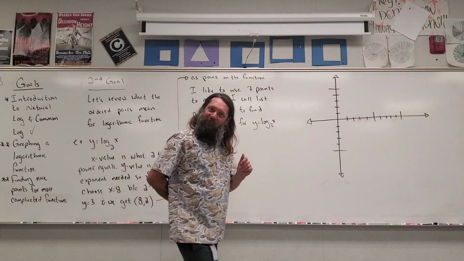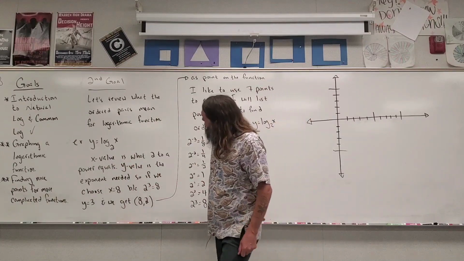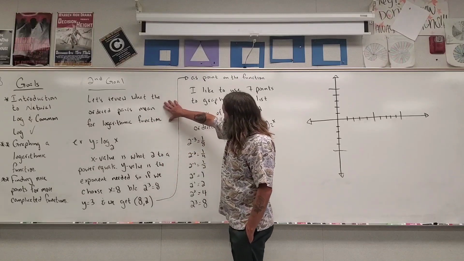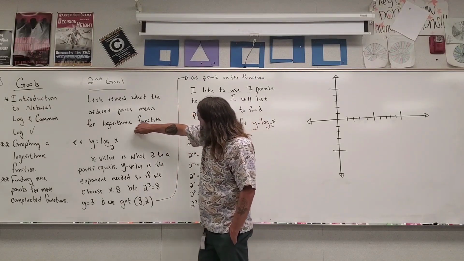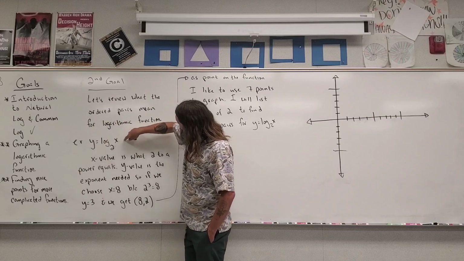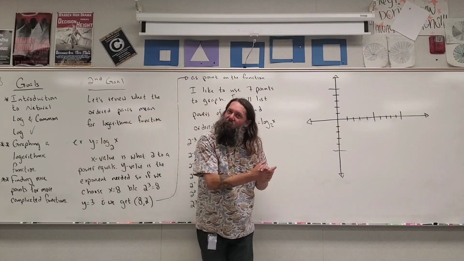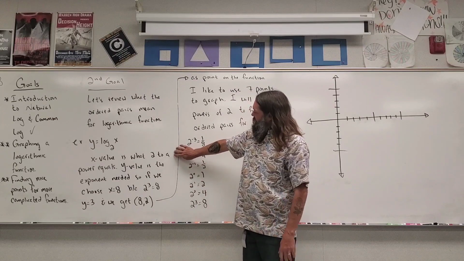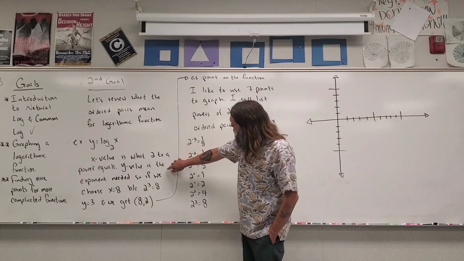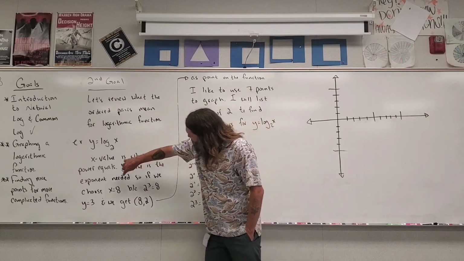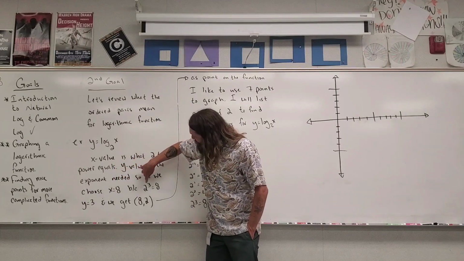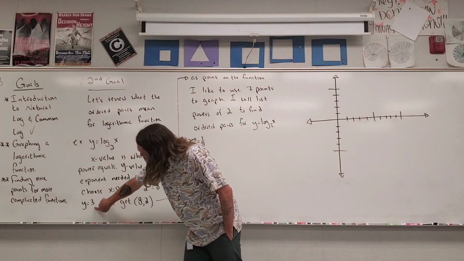I'm back. So let's go ahead and start our second goal, and that's graphing a logarithmic function. All right, let's review what the ordered pairs mean for a logarithmic function. So if I have y equals log base 2 of x, let's just make sure we understand what it is. The x value is what 2 to a power equals. The y value is the exponent needed. So if we choose x to be 8, and we chose that because 2 to the power 3 is 8, that means that y is 3.